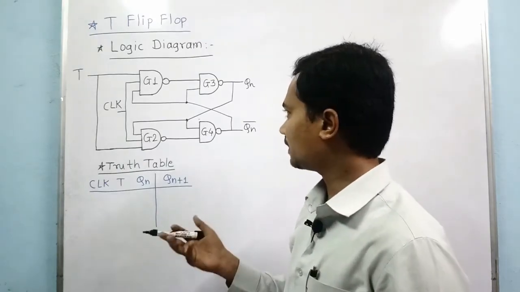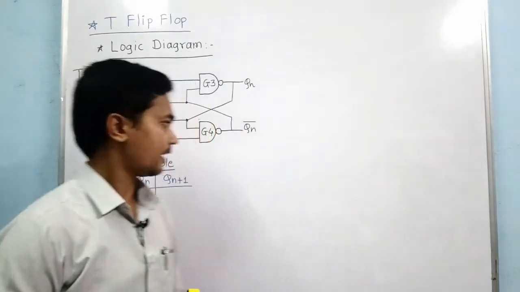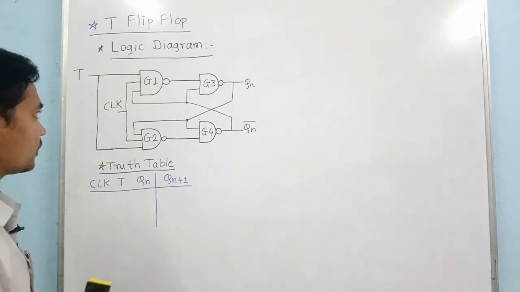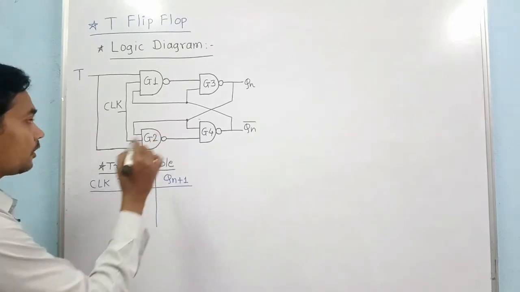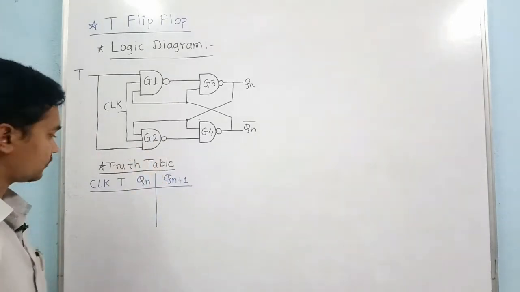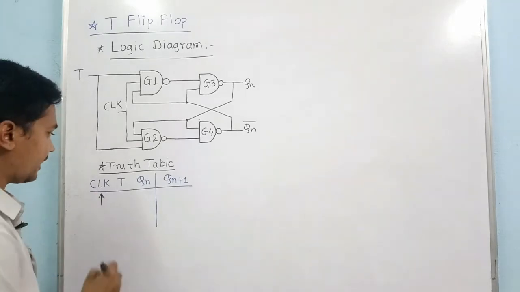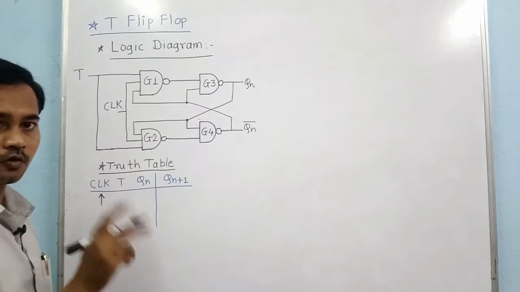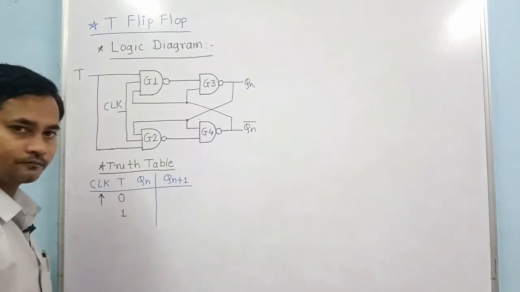Let us see how this logic diagram works, starting with the truth table to understand the working principle of the T flip-flop. As we know, any flip-flop works on the basis of a clock. Here we are considering the rising edge clock. Rising edge means we are considering logic 1 here, and T is a single bit input, which means two combinations are available, either 0 or 1.